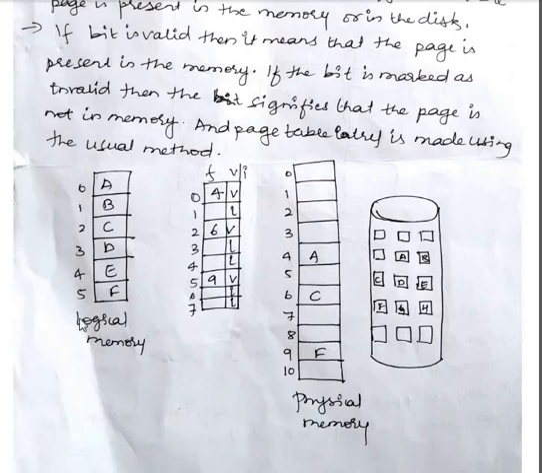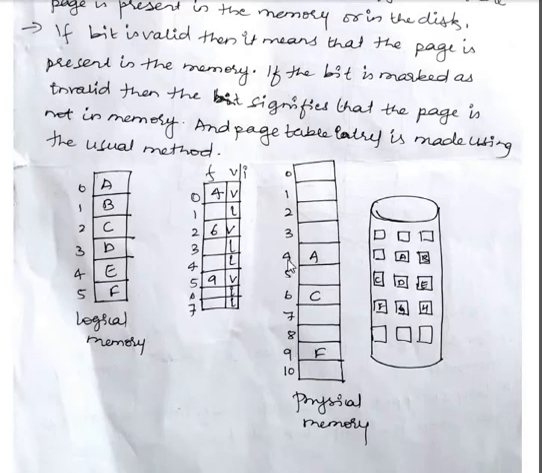Now see here in this example diagram of the logical memory, we have 6 pages from 0 to 5 containing A to F. But in the physical memory on the right side, you can see that there are only 3 pages. Physical memory has only A, C and F here. So only these 3 pages. A is which page number? A is page number 0. C is page number 2 and F is page number 5.